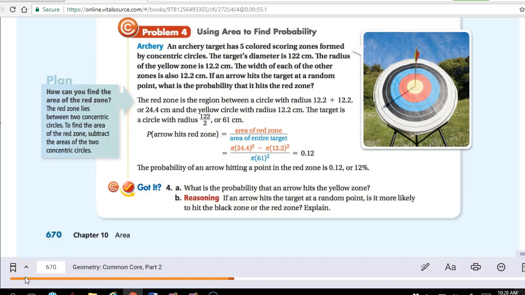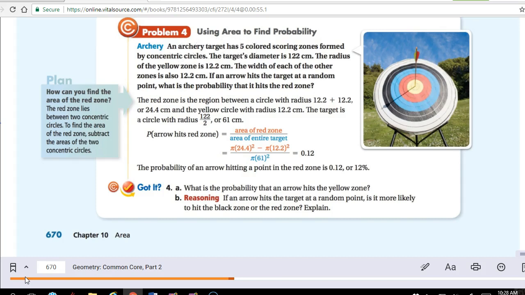Hello, this is problem number 4 found in your geometry textbook. This is found also in lesson 10.8 on page 670. We're talking here about using an archery target, which means we've got to find the area.